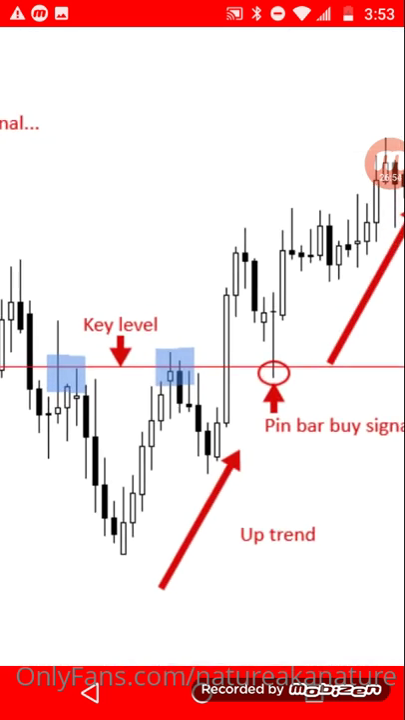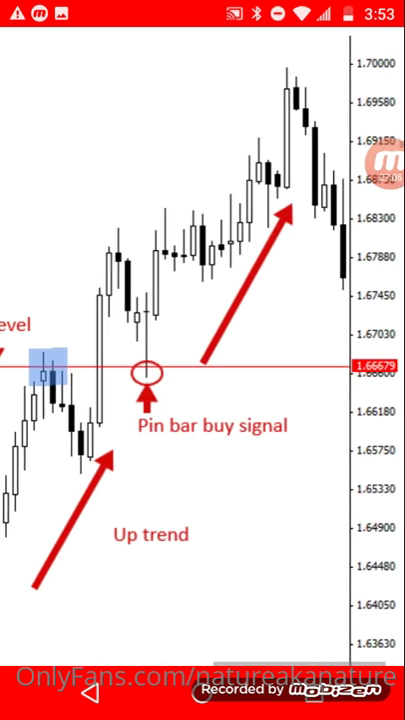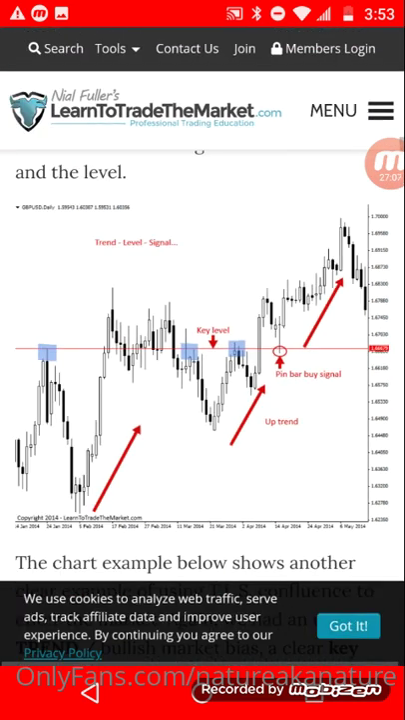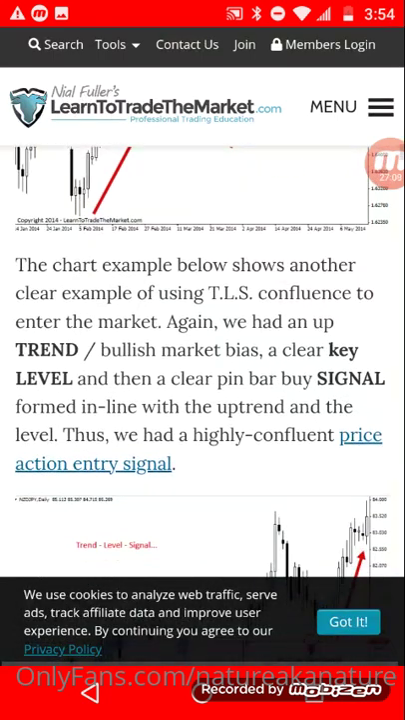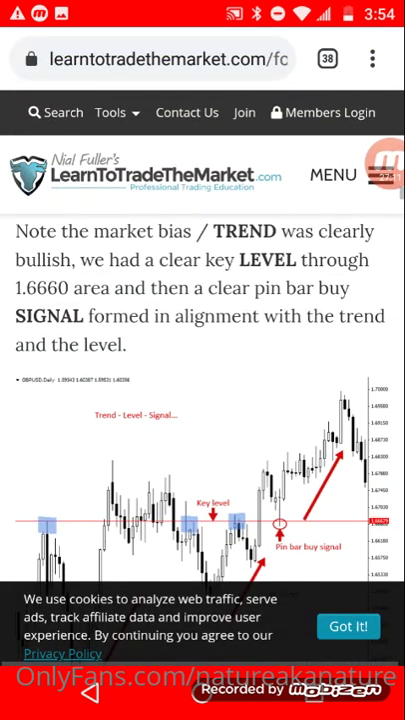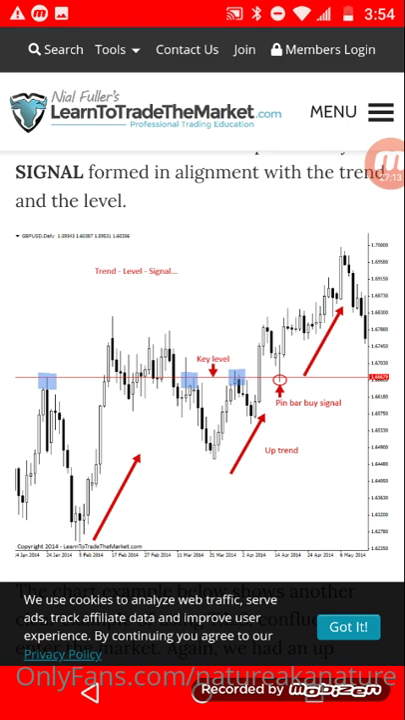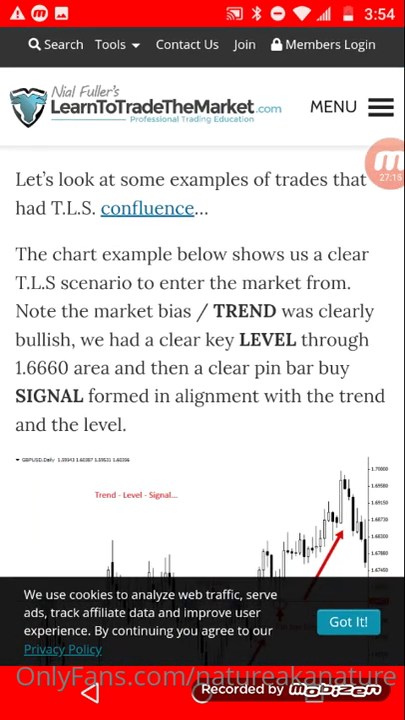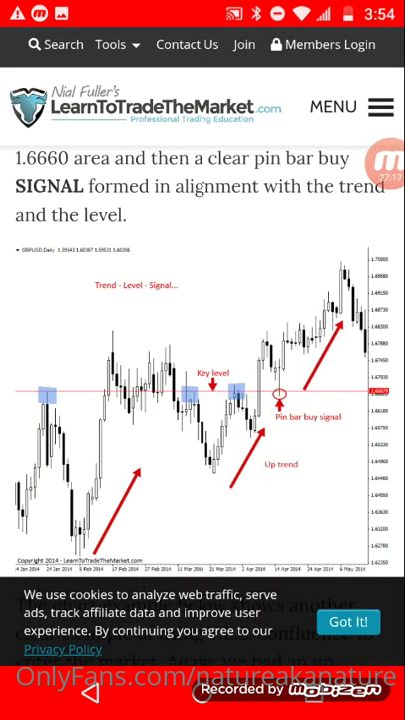Okay, so in this example, you can see that it's bullish. It's going up. The key level is 1.660. That's the key level that price went to. The key level, you can see the little blue boxes. Price went to that key level a few times. It went up there one time, then went back down. Then it went to it again right here, and then it went back down, and then it went to it again before going back up in the uptrend.